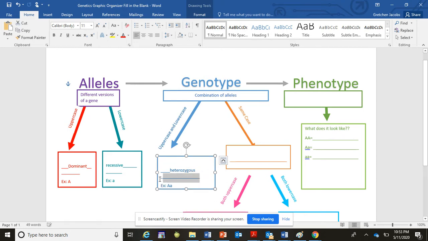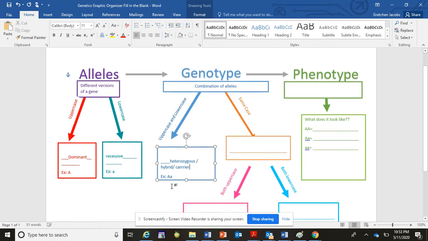You may also see this as hybrid, and you also see this as a carrier, meaning that they're not expressing this lowercase letter, but they're carrying it. Heterozygous, hetero means different, so you have one of each. And so you have one uppercase and one lowercase. And again, they might also call that a hybrid. So it's not a purebred because you have one dominant and one recessive.